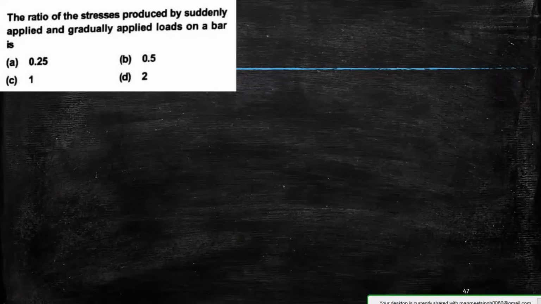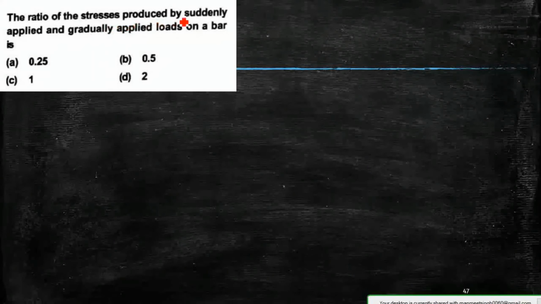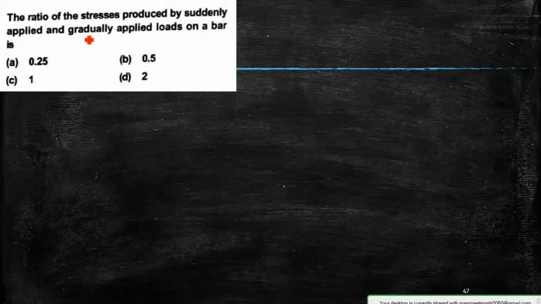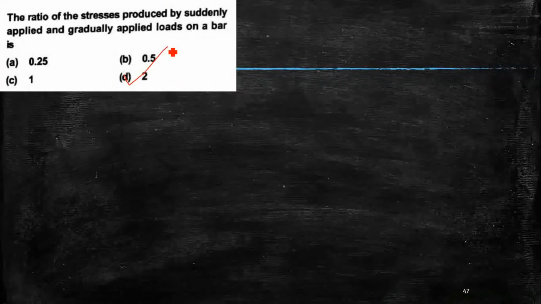Next question we have, the ratio of the stress produced by a suddenly applied load and a gradually applied load on a bar is 2. This question is repeated again.